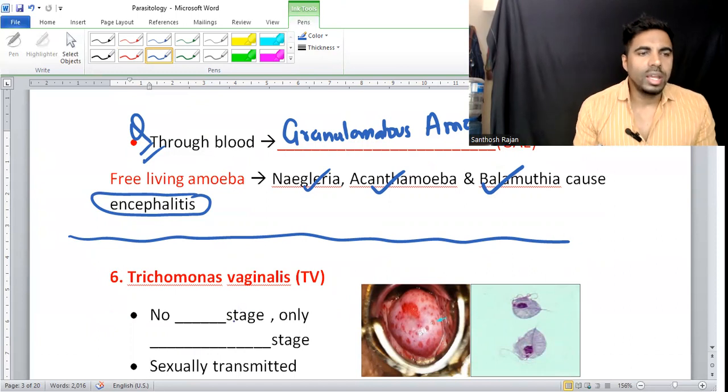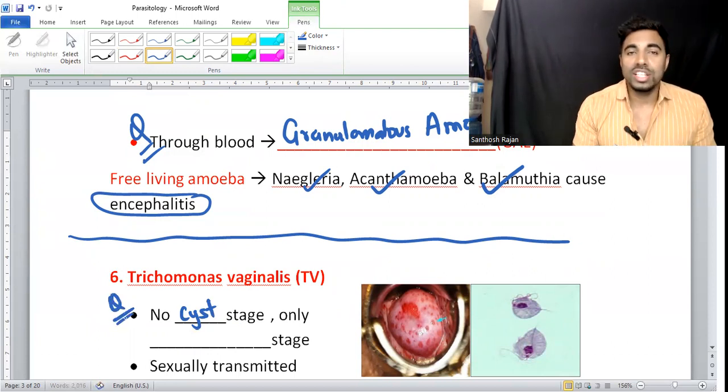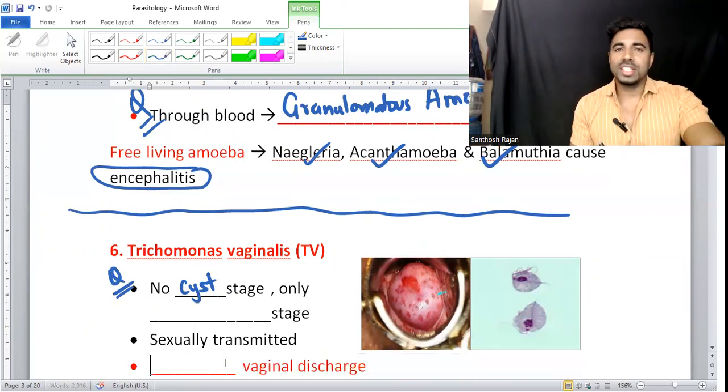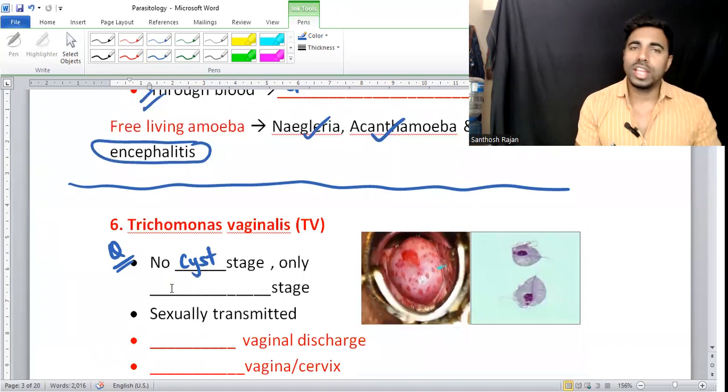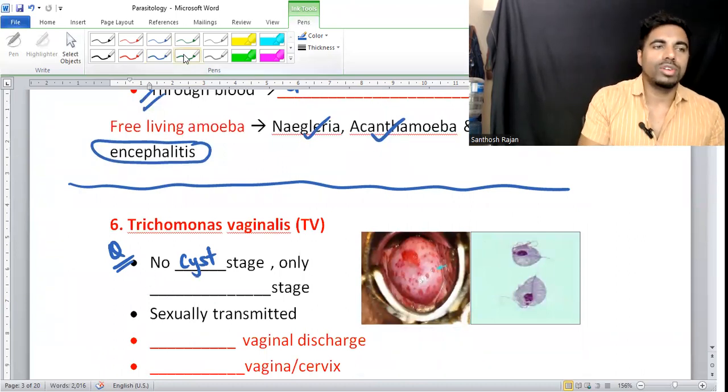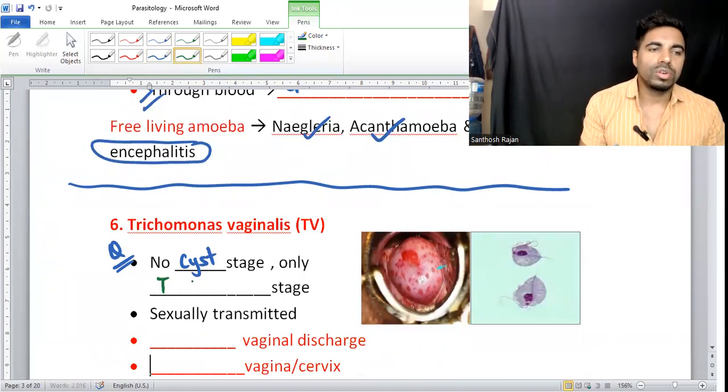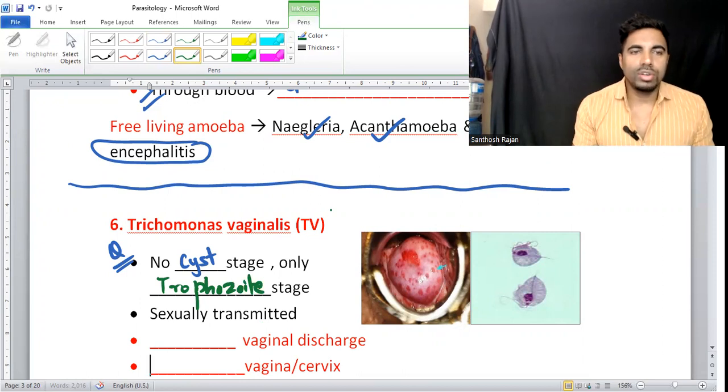Usually with Trichomonas, one thing is that they don't have a cyst stage. This can be asked: which of the following doesn't have a cyst stage? Trichomonas vaginalis. There is no cyst stage. Instead, they have only the trophozoite stage. It is sexually transmitted.